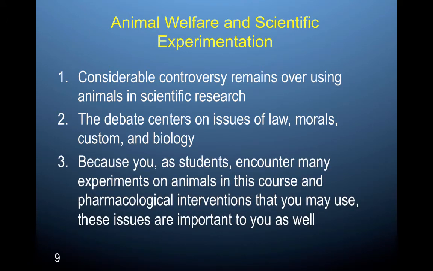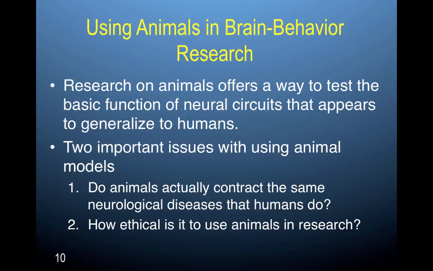So you as students encounter many experiments on animals in this course and pharmacological interventions that you may use, such as particular drugs. So these issues are important to you. Research on animals offers a way to test the basic function of neural circuits that appear to generalize to humans. So there are two important issues with using animal models.